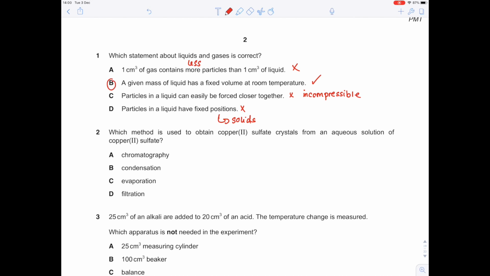Which method is used to obtain copper 2-sulfate crystals from an aqueous solution of copper 2-sulfate? Well, if we have an aqueous solution, effectively we want to get rid of the water. So how do we do that? Well, we heat it in order to evaporate. And so therefore the answer here is C.